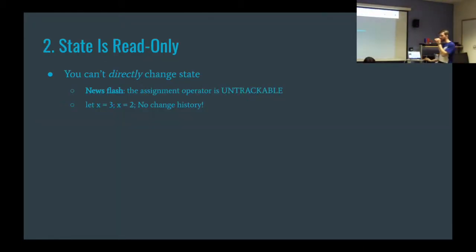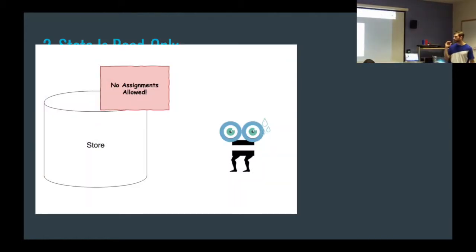Rule number 2, your state is read-only. You cannot directly change your state. So like you see here, x equals 3, and then change that later to x equals 2. You cannot do that with your store. That is not allowed according to the architecture, because the equal sign, it's not trackable. In this picture, this is an equal sign, by the way. And the store's like, no, stay away, I don't want anything to do with you. And for a really good reason.